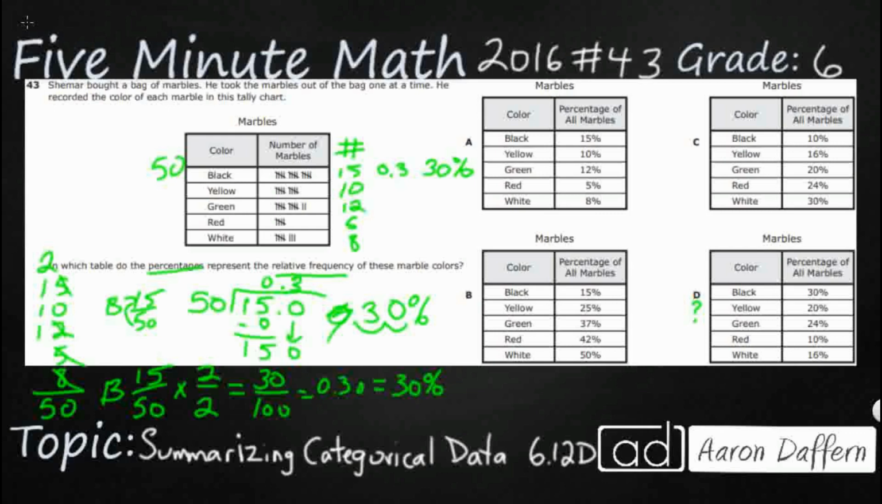So guess what we just did? We just doubled it. Since the denominator is 50, just double it. So that's going to be 20%. That's going to be 24%. That's going to be 10%. Remember, this only works if your denominator is 50. And that's going to be 16%. And does that match? Yes, that matches D all the way around.